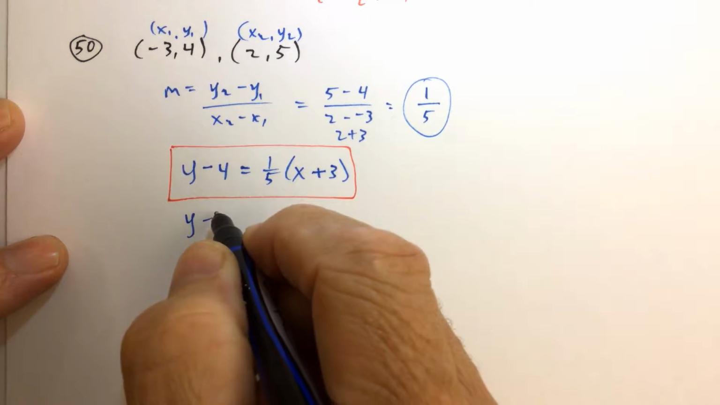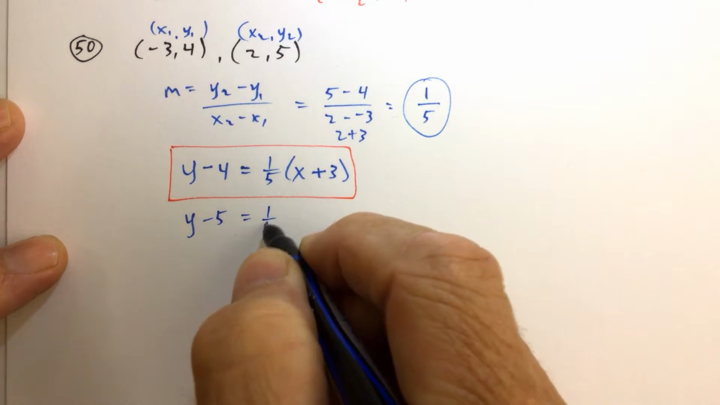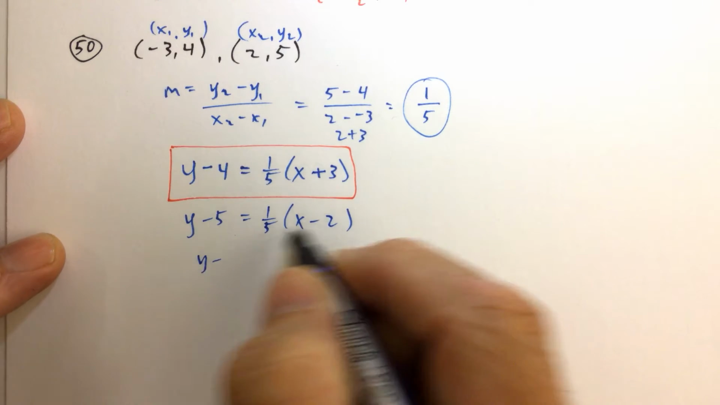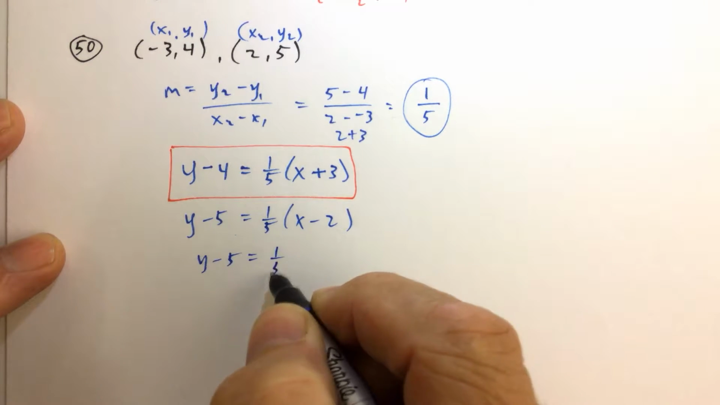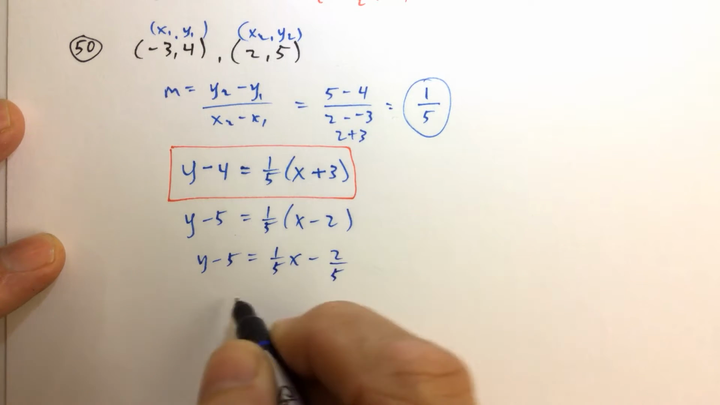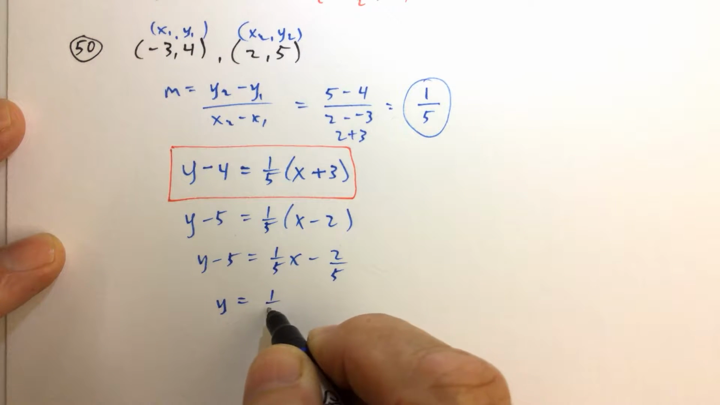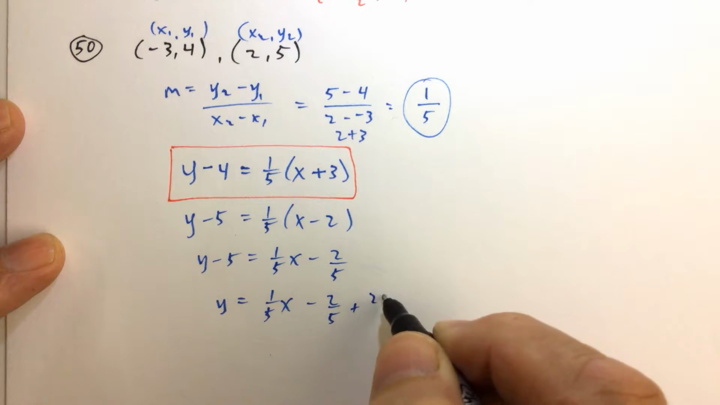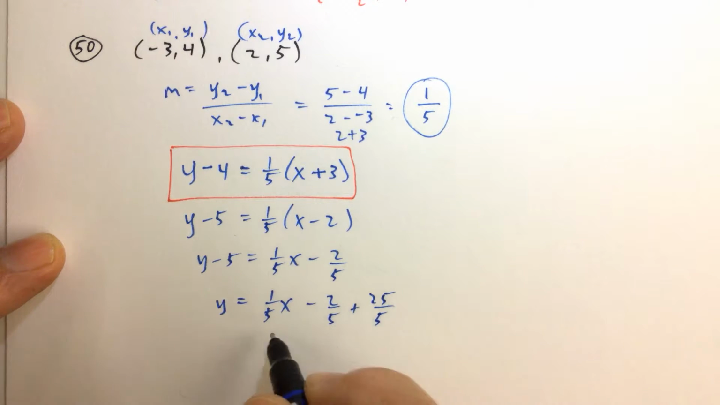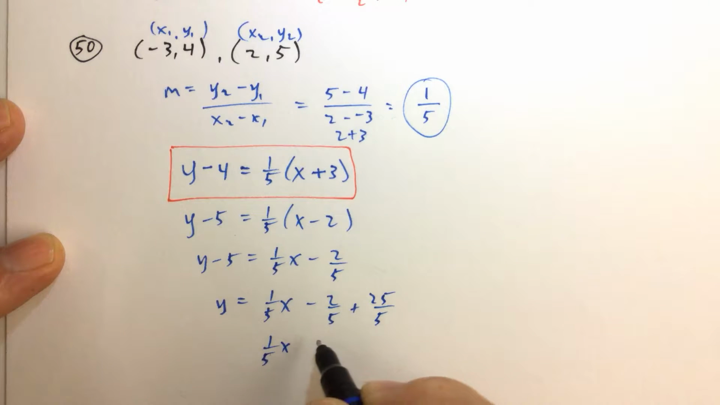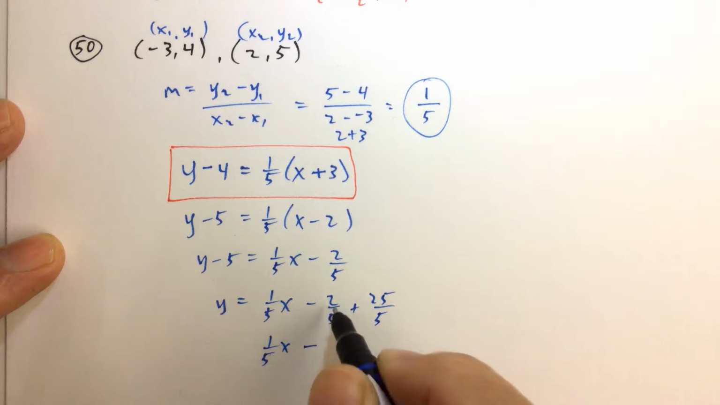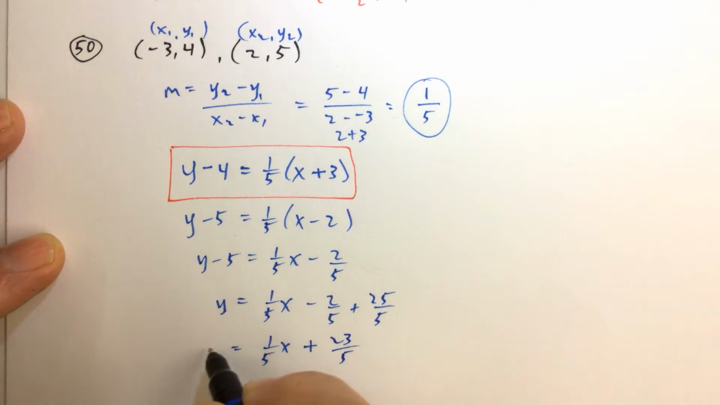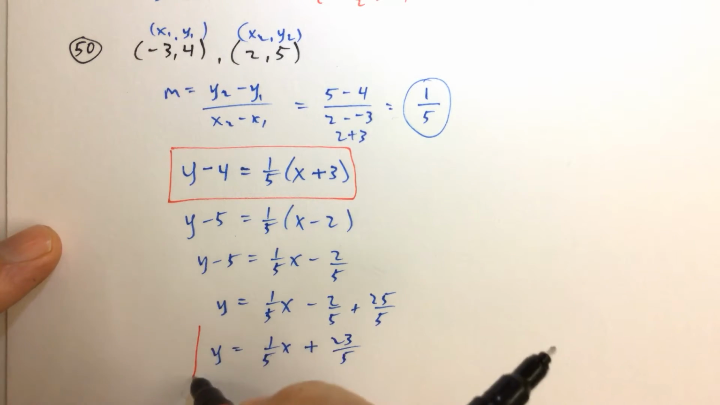We would have y minus 5 equals 1/5 times x minus 2. Well, guess what happens? If you multiply through by the 1/5, you get 1/5 x minus 2/5. It gets to be kind of a pain when you've got fractions, but if you add 5 to both sides, you get minus 2/5 plus 5. Well, plus 5 is plus 25 over 5. We have to get a common denominator if we're going to combine those two fractions. So we get minus 2/5 plus 25/5 is plus 23 over 5.